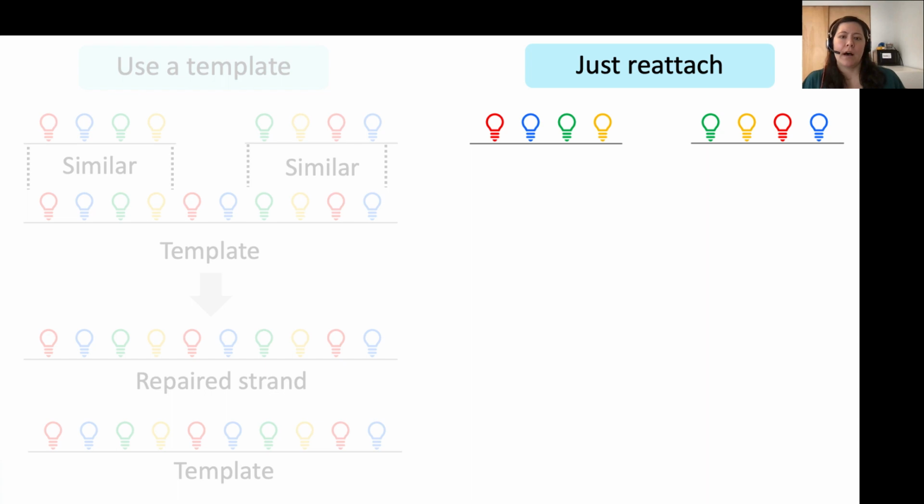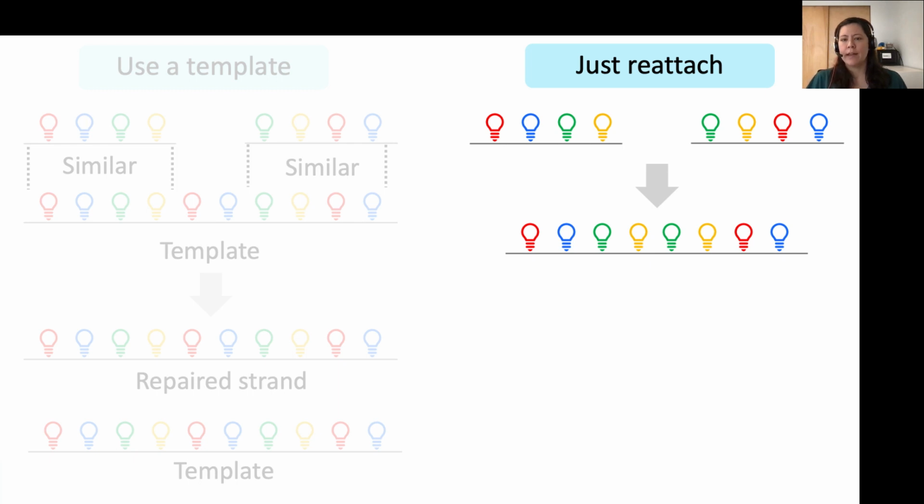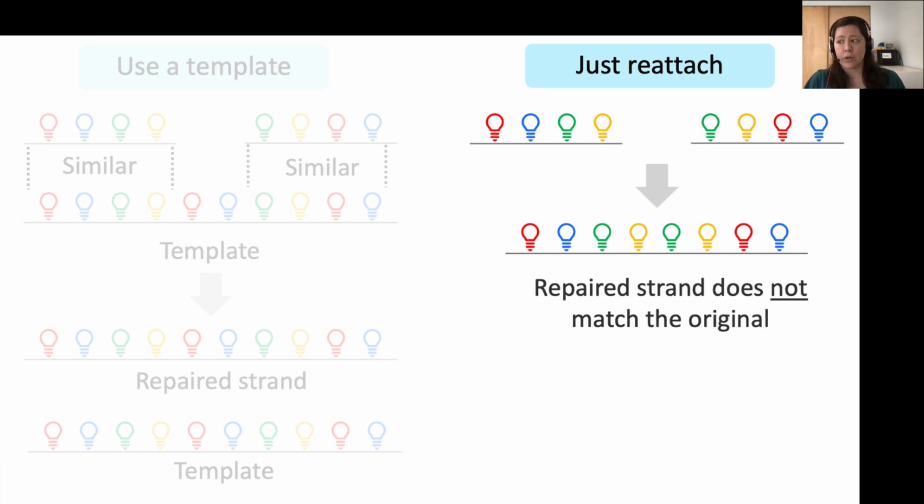The other really obvious way to get the strand of lights to work again is that we could just stick the two ends back together. The pattern of lights is different now, but the lights will totally be functional.